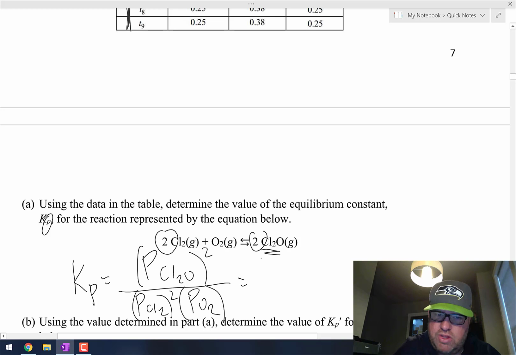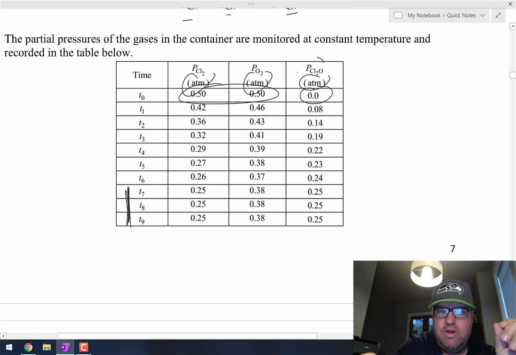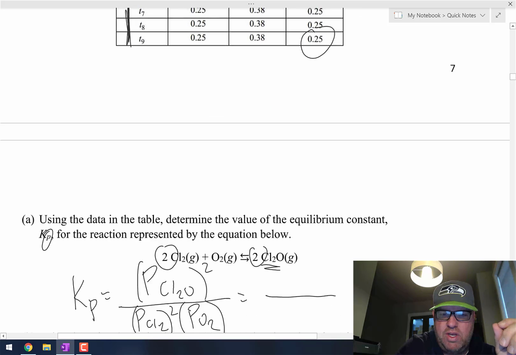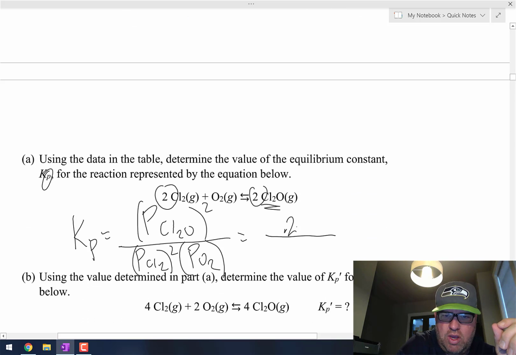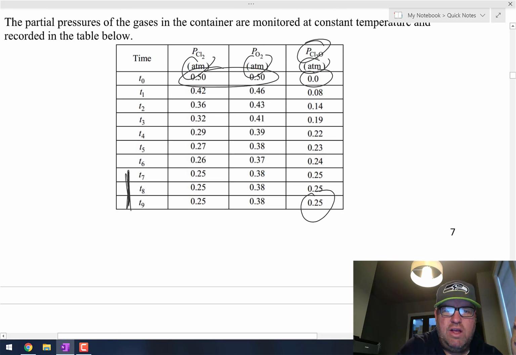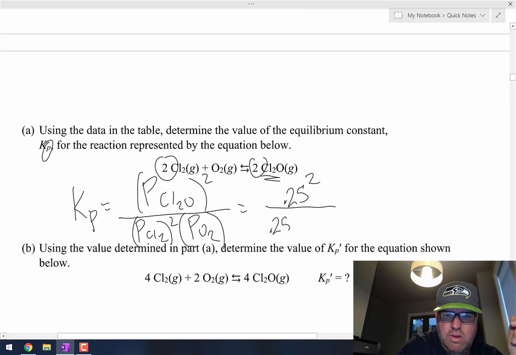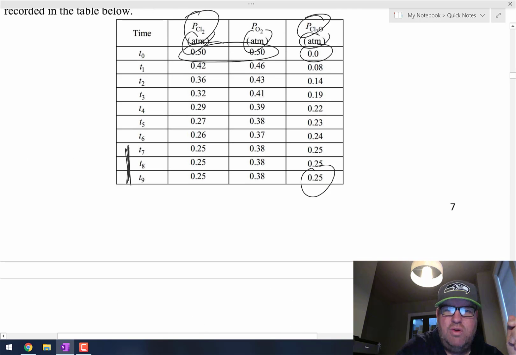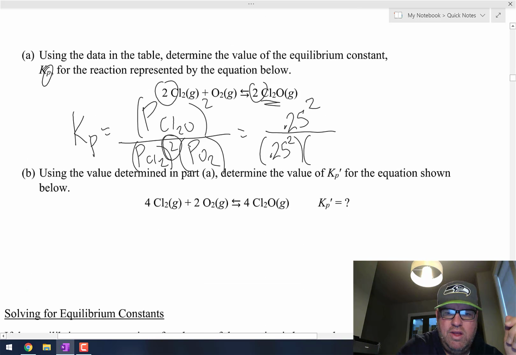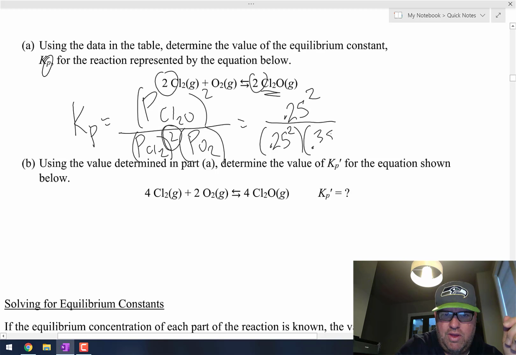Okay, so now let's put those numbers in there. The pressure of Cl2O at equilibrium was 0.25. And again, don't worry about units at this point at all. So 0.25 squared over the pressure of Cl2, which is also 0.25. And again, it's real easy to forget those squares. So 0.25 squared, and then times the pressure of O2 on the bottom, so that's 0.38, and that is not squared or anything.